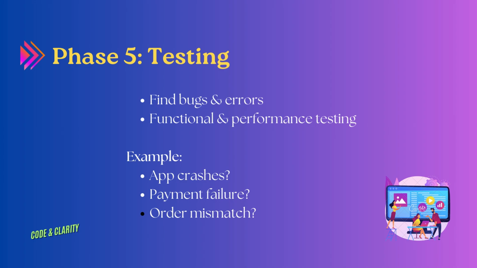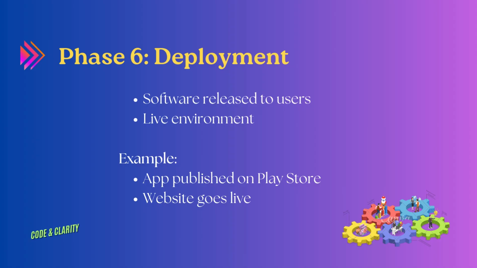Next is phase 6, that is the deployment. After testing, the software is ready for users. This phase is called deployment. For our example, suppose the app is published on Play Store. The website goes live on servers. So now the real users, the user base, can download and use your app. That is the 6th phase, the deployment phase, making the app available to the public or available for use. Next phase is the maintenance.